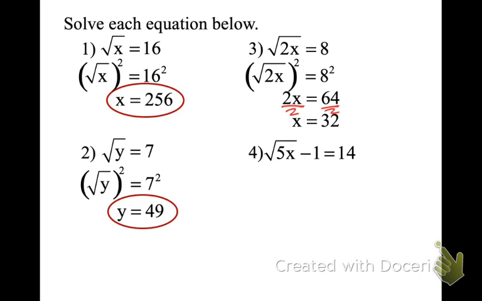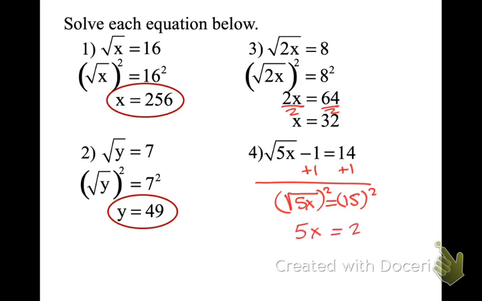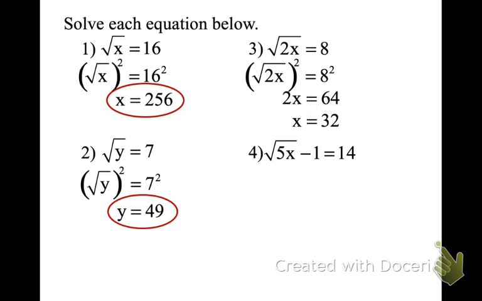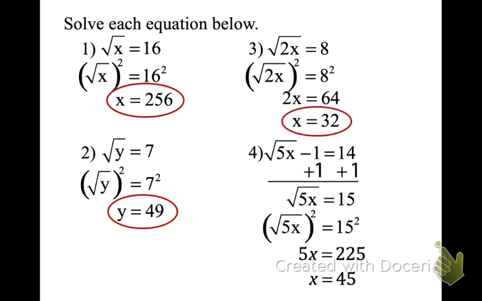On the next one, before we can eliminate the radical, we have to get the radical alone. So I'm going to add 1 to both sides. I end up with rad 5x equals 15. I'm going to square both sides, and we get 5x equals 225. Divide by 5, and we get 45. Remember, I want to see you showing me all your properties of equality. Dividing by 5, dividing by 5. Pause it if you want to take more notes.